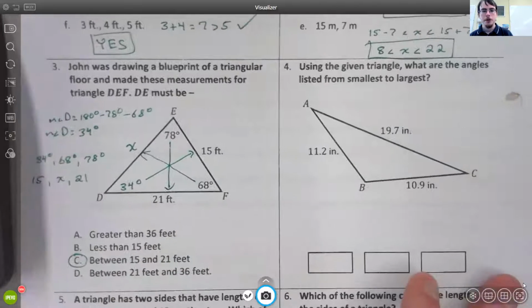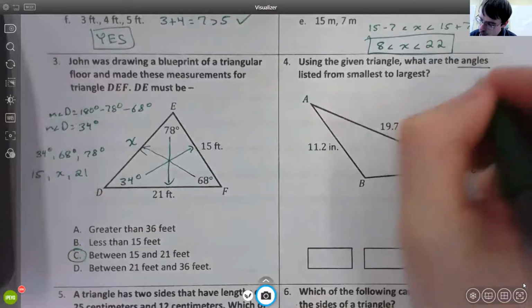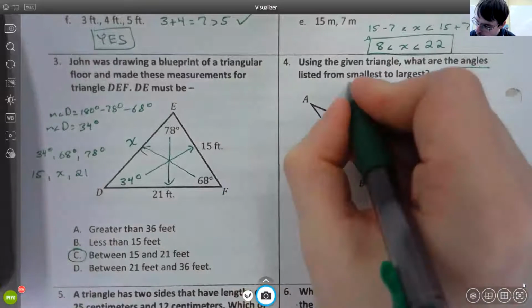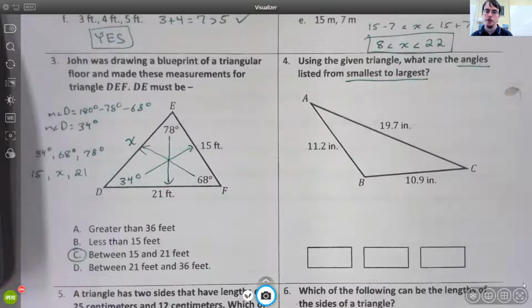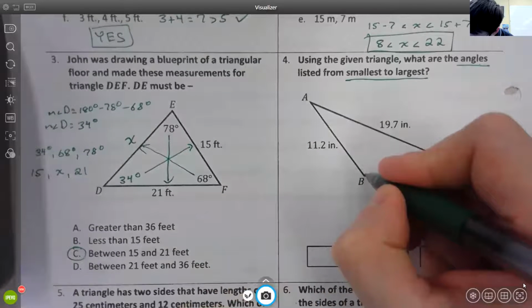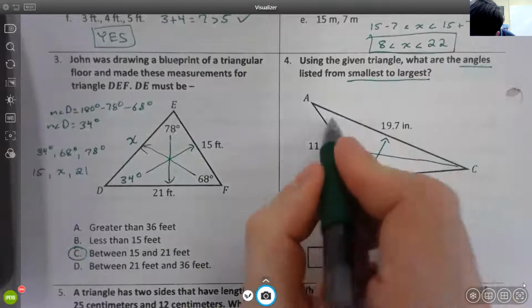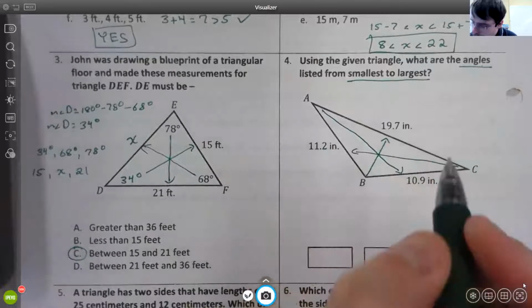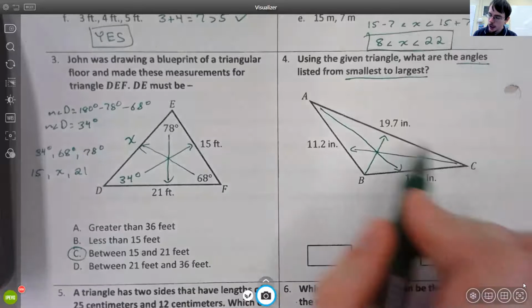All right, let's look at number 4. Using the given triangle, what are the angles listed from smallest to largest? From smallest to largest, the angles. Well, we're given 3 side lengths. So what we're going to do, we're going to draw our arrows to the opposite sides. Remember that the opposite sides and opposite angles do not touch, right? C doesn't touch A and B.